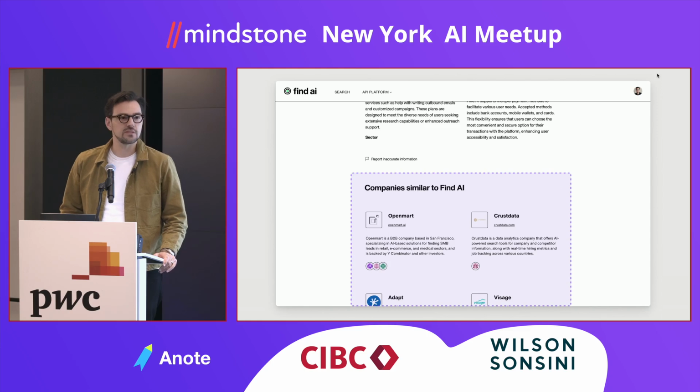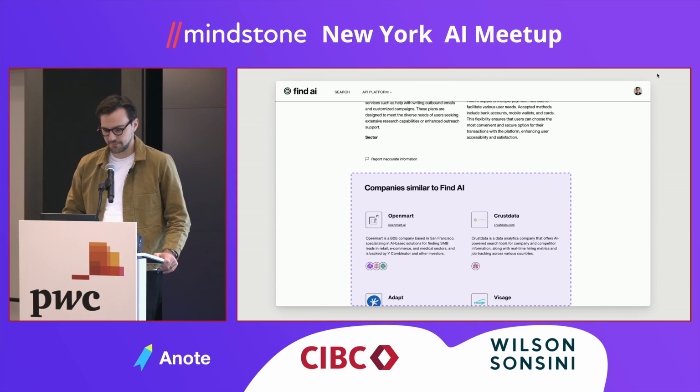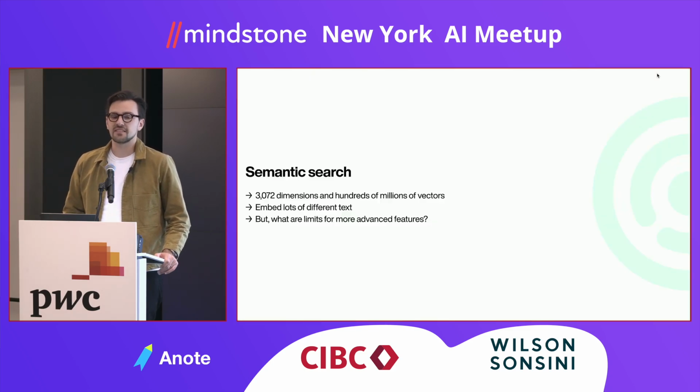And so that's one of the ways we use embeddings on our website. So every company profile, every user profile on Find AI, we embed it, and then we show similar companies and similar people using what is the closest distance to that particular profile. But there's a lot more advanced use cases you can do with vector embedding.